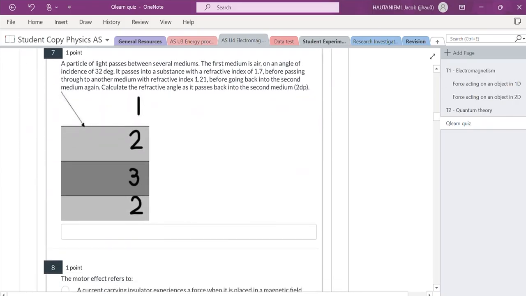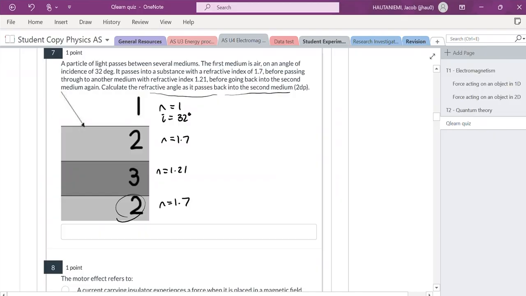Okay, Snell's law problem. A particle of light passes through a couple of different mediums. The first is air, that's n equals 1, with an angle of incidence i equal to 32 degrees. It passes through a substance of refractive index 1.7 before passing through to another, which is 1.21, and then going back into the second one, which is n 1.7. We are asked to calculate the refracted angle as it passes back into the second medium.